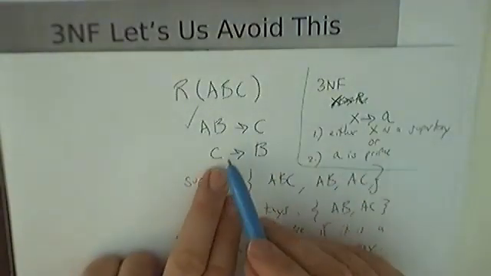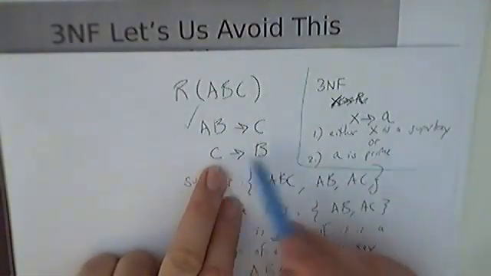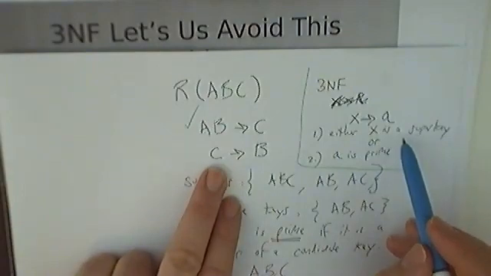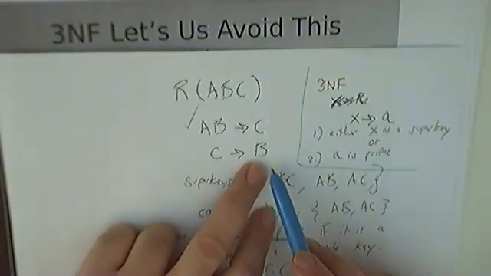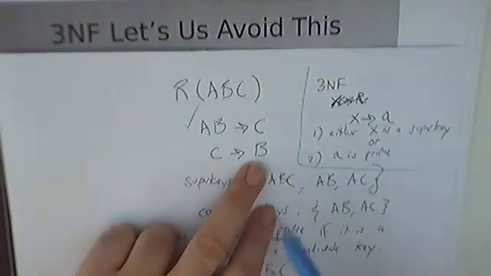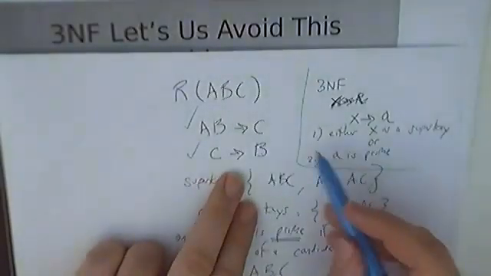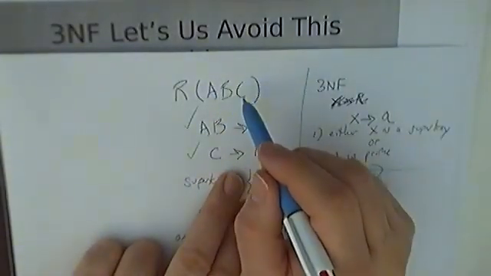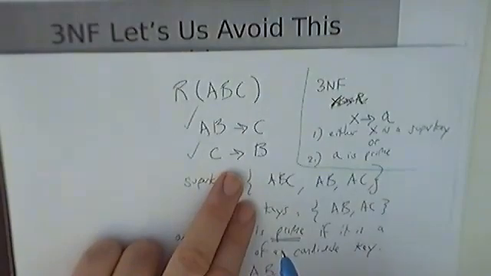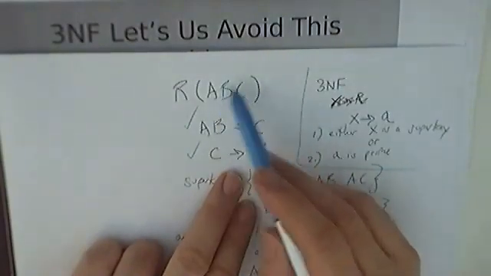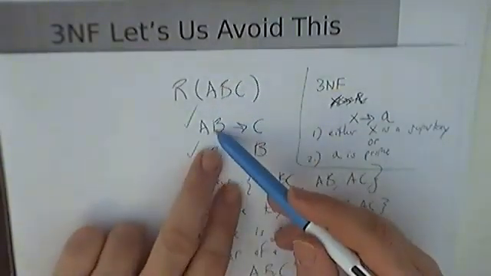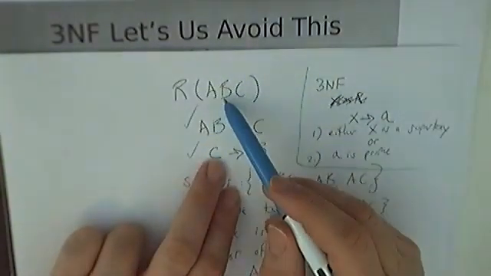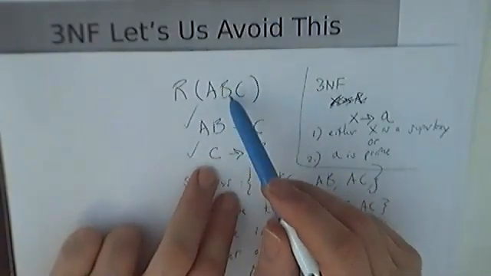All right. Now let's go on to this one here. Is C a super key? And I'm waiting on the chat. No. All right. But is B prime? Yes. Therefore, this is already in 3NF. So that also means that it's going to be able to preserve these dependencies. We don't need to do anything with this. This is already in 3NF.